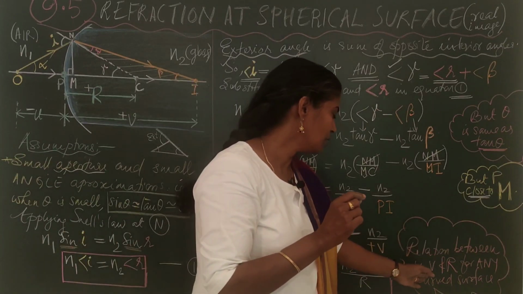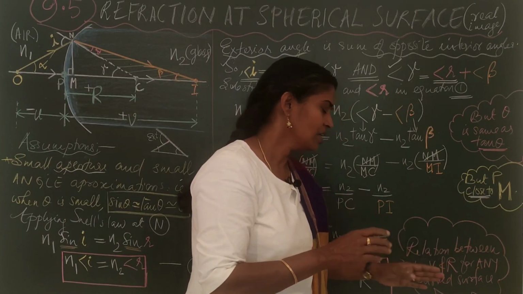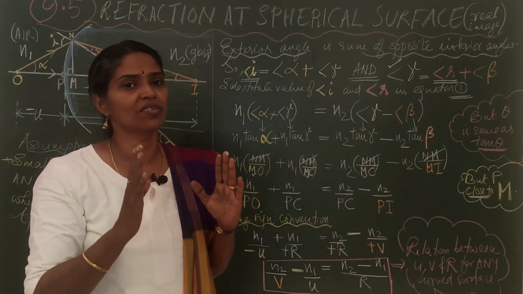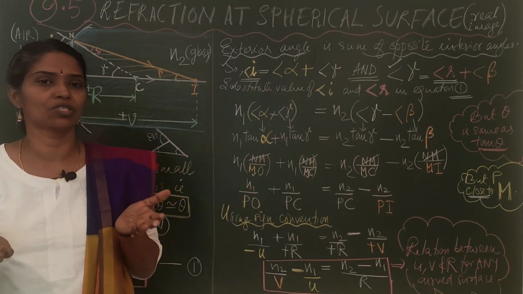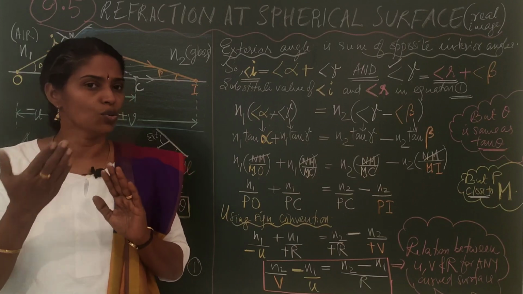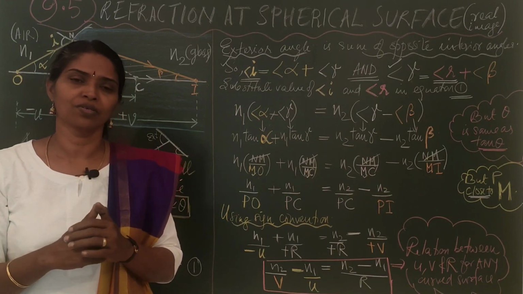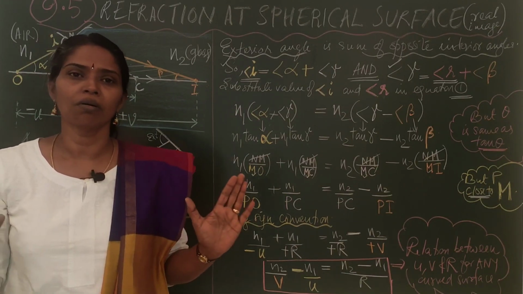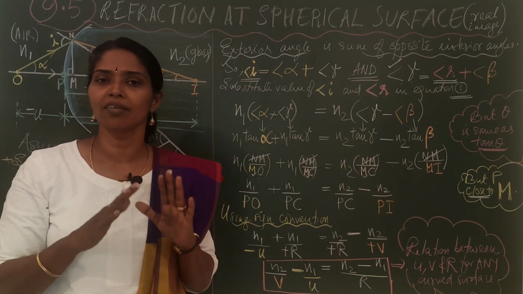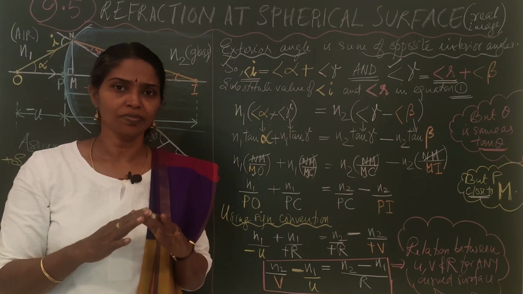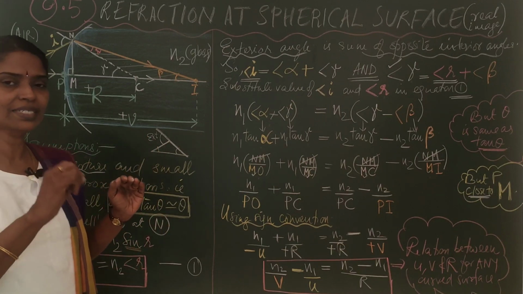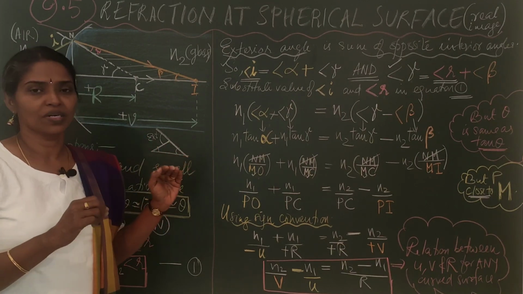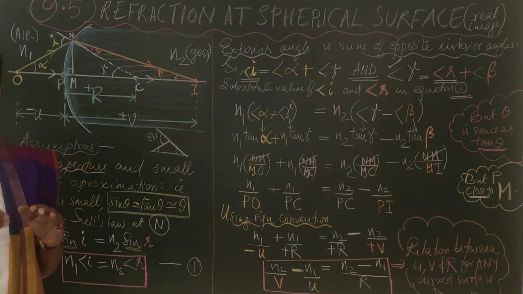And this relation between u, v and r is good for any curved surface, whether convex, concave, real image, virtual image, no matter where the light goes from and where it reaches. So this is applicable to all the cases, real and virtual image formation. So you have to take down, learn, write and study. This is a sure essay part question. So you have to write and study.